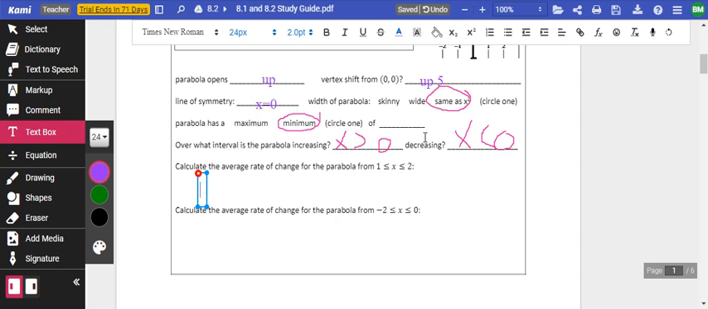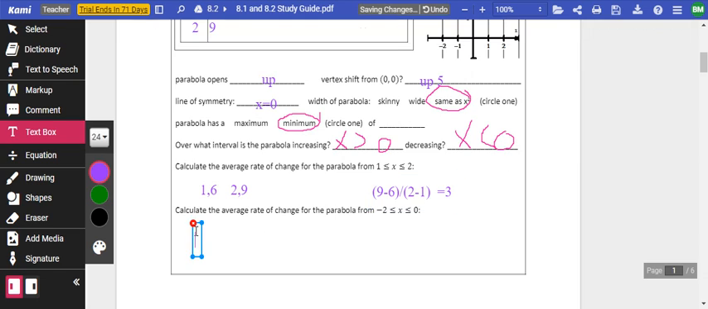So when I plug in 1, I get 6. And when I plug in 2, I get 9. So those are my 2 points I'm using. And then I am simply going 9 minus 6. I'm going to put those in parentheses, divided by 2 minus 1. And I get a slope, which in this case is 3.